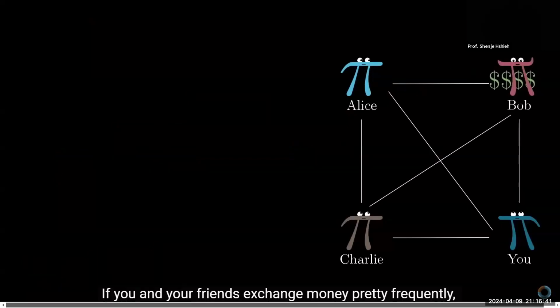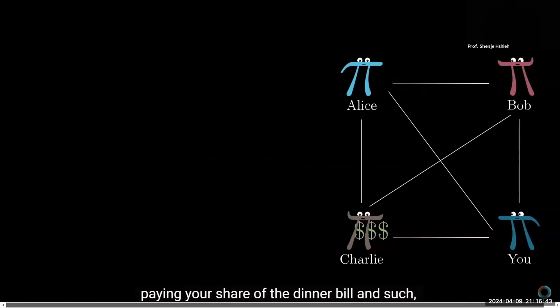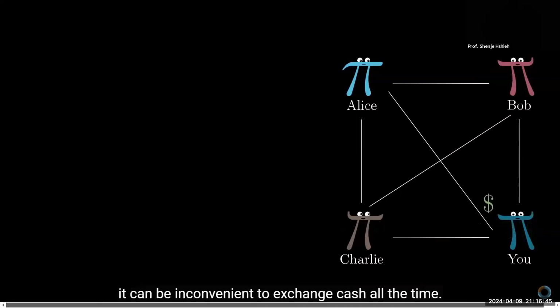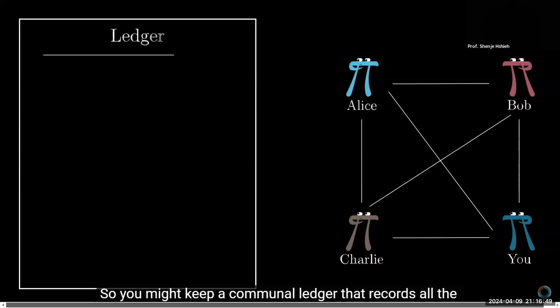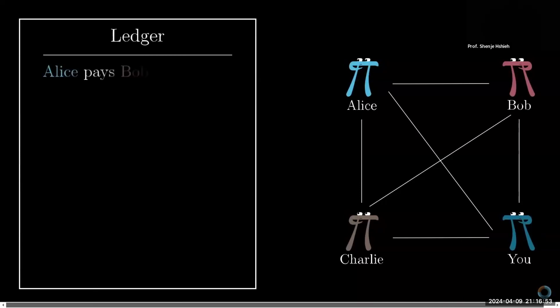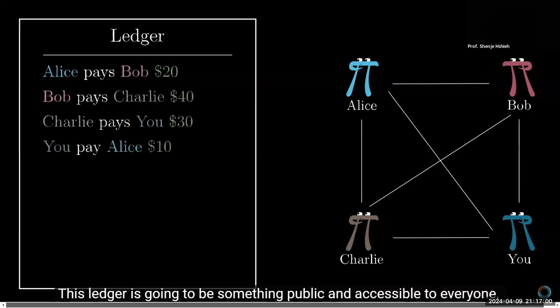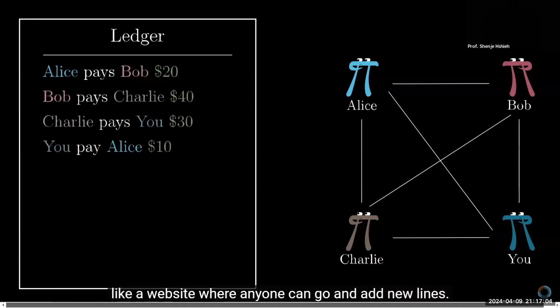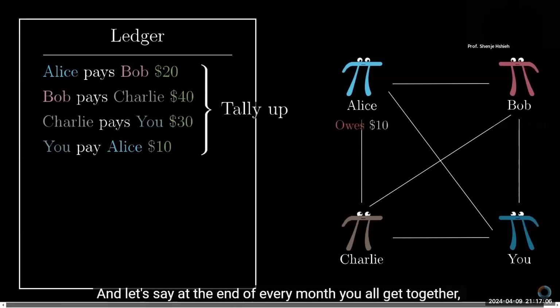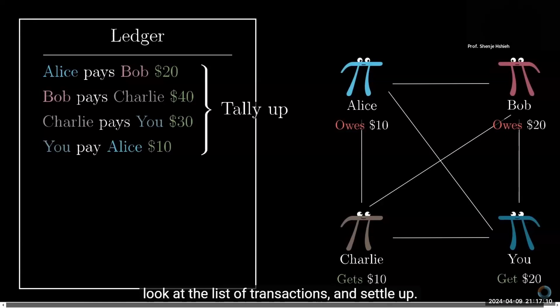If you and your friends exchange money pretty frequently, paying your share of the dinner bill and such, it can be inconvenient to exchange cash all the time. So you might keep a communal ledger that records all of the payments that you intend to make at some point in the future. Alice pays Bob $20, Bob pays Charlie $40, things like that. This ledger is going to be something public and accessible to everyone, like a website where anyone can go and just add new lines. And let's say that at the end of every month, you all get together, look at the list of transactions, and settle out.